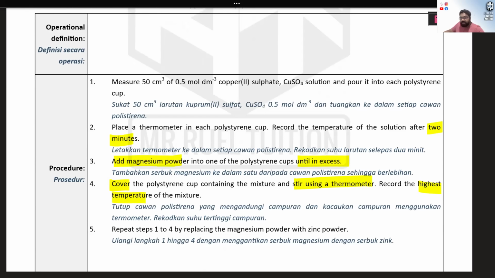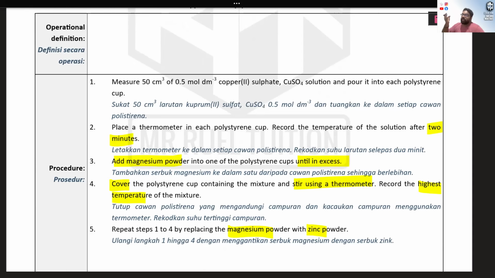Notice it's not final temperature. It's highest temperature. Okay, because you don't know what the final temperature is going to be. All right, so repeat steps 1 to 4 by replacing the magnesium powder with zinc powder. That's all. Okay, so when we look at this procedure, what is observed?